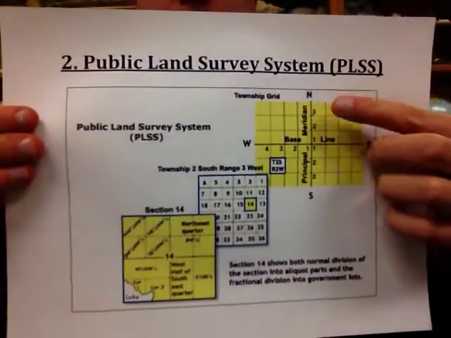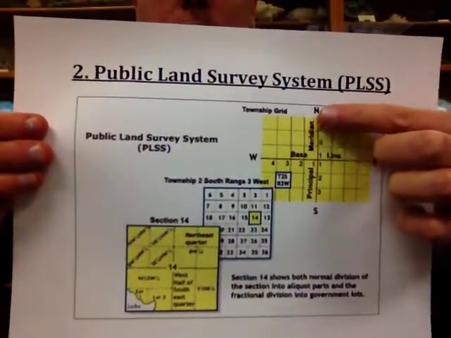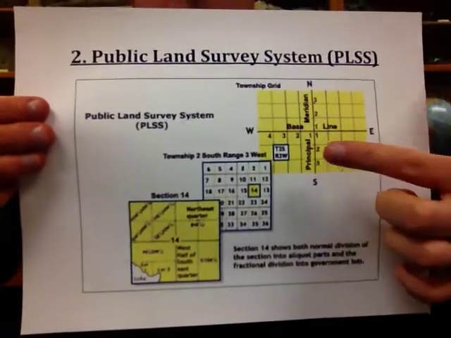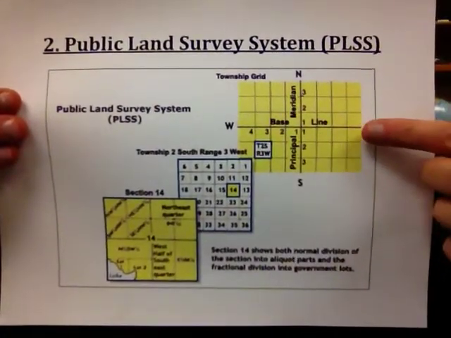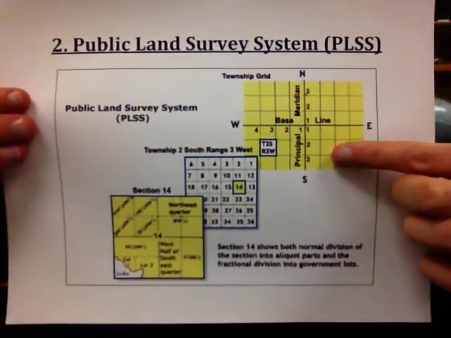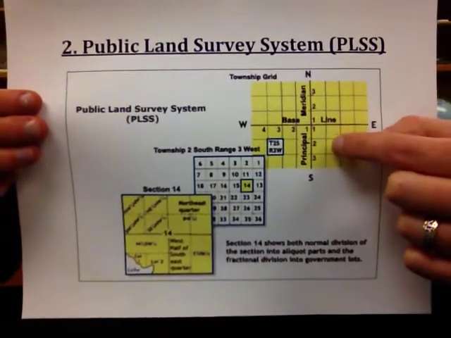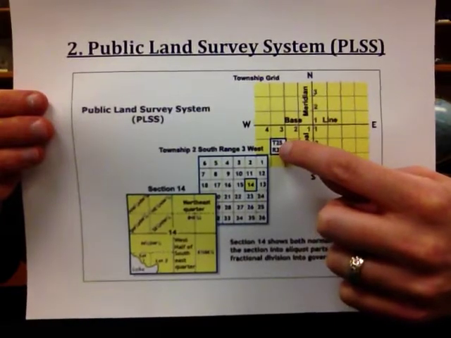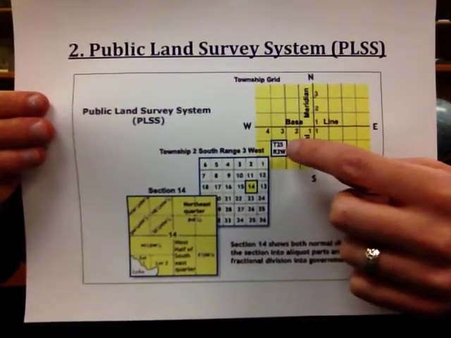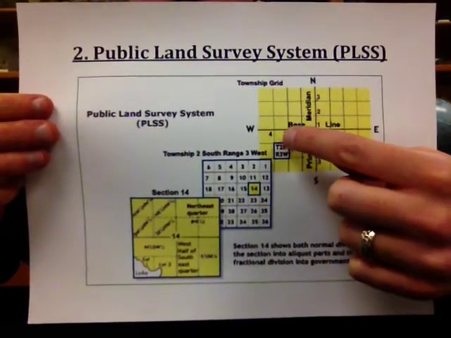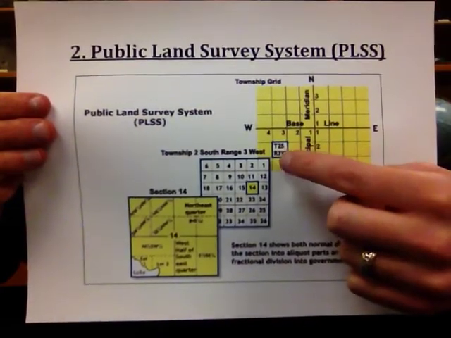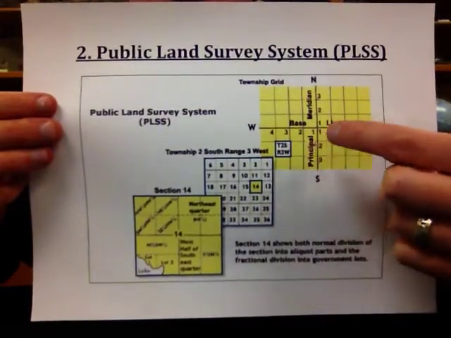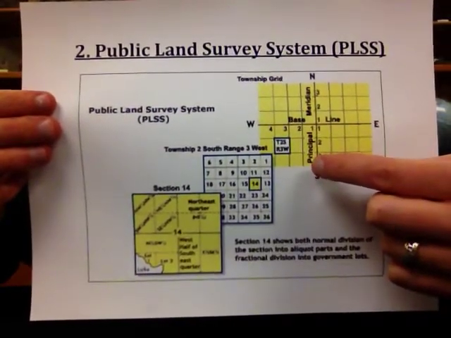So we have what's known as a principal meridian running north-south, and you're going to be measuring east or west of it. And then we have a baseline that runs east-west, but again you're measuring north or south of it. Each one of these squares is called a township, and each township has a set of coordinates. So T2S, township 2 south, because you are 2 squares south of the baseline. Range 3 west, because you are 1, 2, 3 squares west of the principal meridian.